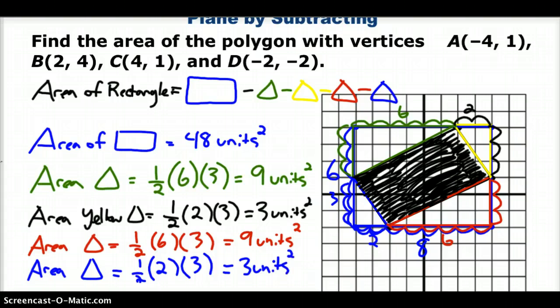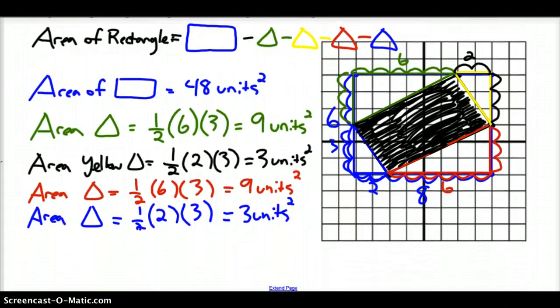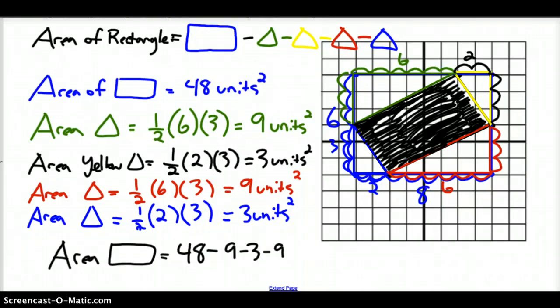So to figure out the area of that black box that's left over, we're going to say that the area is equal to that total area that we started with, which is 48, and we subtract 9, minus 3, minus 9, minus 3. I'll plug this into a calculator to make sure I get the correct answer. 48 minus 9 minus 3 minus 9 minus 3 gives us 24. So our area is 24 square units.